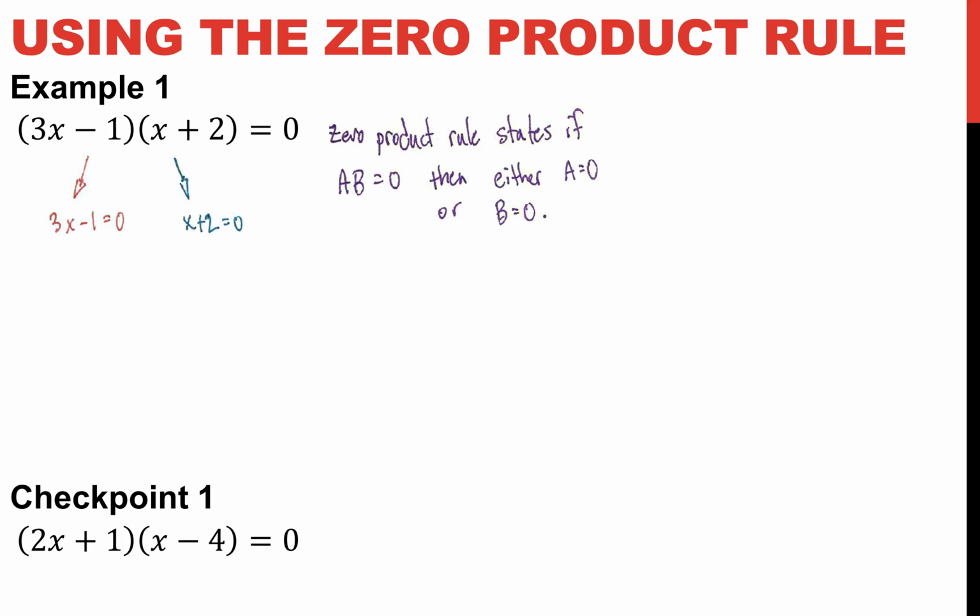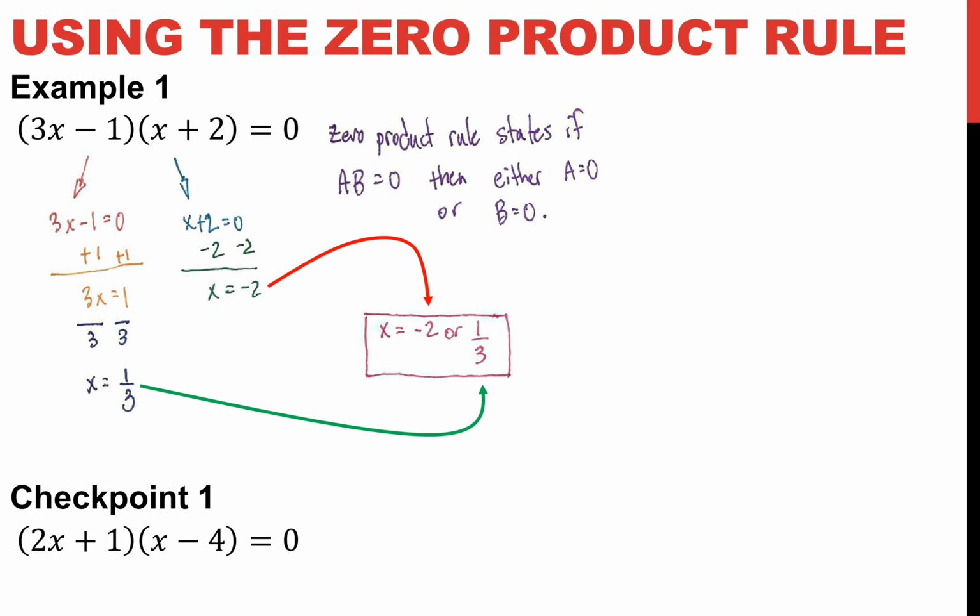So looking at the first one, 3x minus 1 equals 0, I just add 1 to each side, kaboom, 3x equals 1. Then divide each side by 3, and I know that x is equal to 1/3. But wait, there's more. I also have x plus 2 equals 0. This means that if I subtract 2 from each side, I have x is equal to negative 2. What this means is I have two solutions to this quadratic equation. Boom. x equals negative 2 or 1/3. And that is my answer.